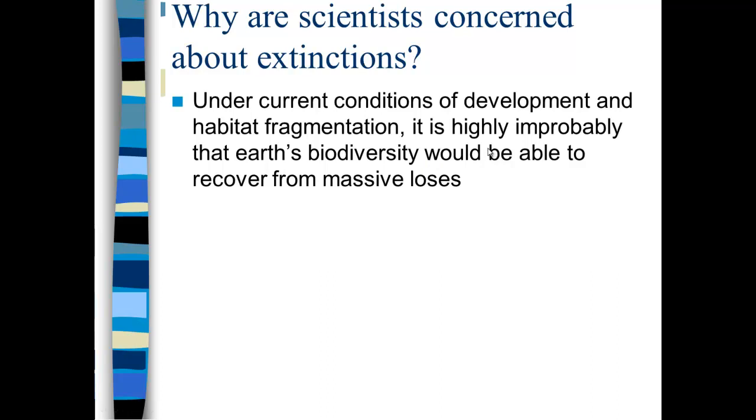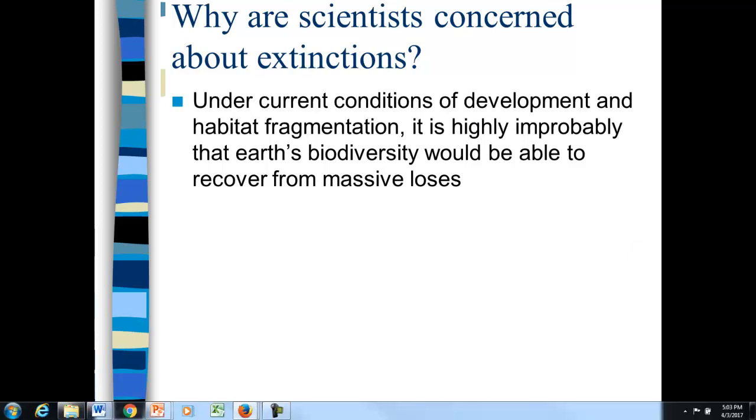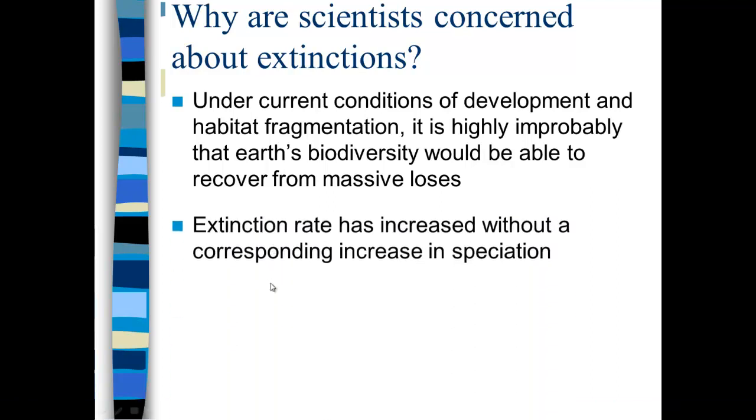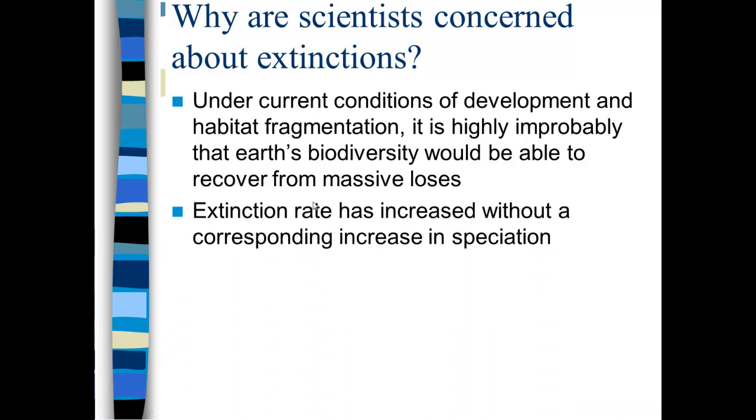And as habitats become more fragmented, it would be more difficult to recover from some type of loss. And it turns out that extinction rate has increased without a corresponding increase in speciation. We're losing species at a rate faster than we're seeing increases in the development of new species, okay? At least presumably at this point. This is a very, very difficult thing to quantify because we're not necessarily keeping track of all speciation.